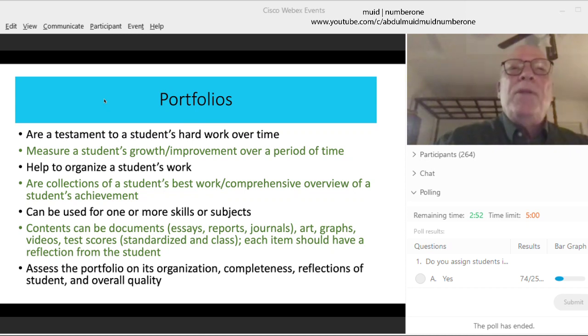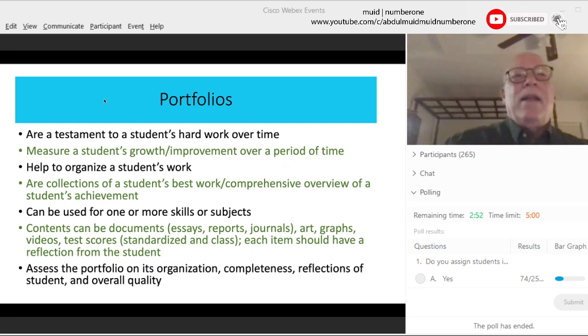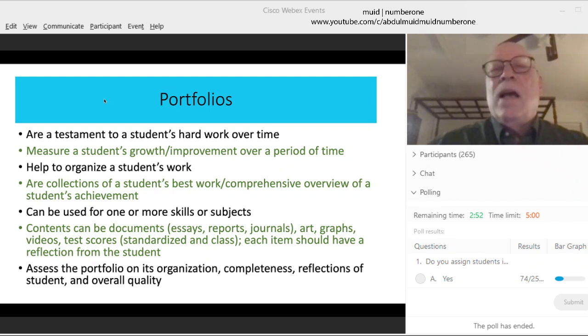So you help a student to organize the work. It could be organized in sections, according to tests, according to turned-in work, according to project work, and then they're organized according to date, chronologically. They are collections of a student's best work, the comprehensive overview of a student's achievement.